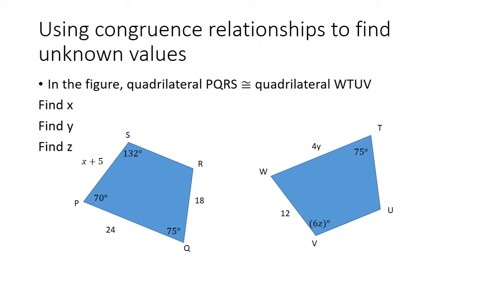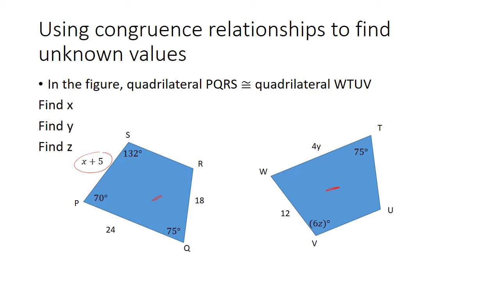So using congruent relationships, we can find unknown values. So if we know that this quadrilateral is congruent to this quadrilateral, then we can find out different information. So if we're looking for x, we're looking for the value of the side over there. What we need to do is figure out which one in the second quadrilateral it goes in between.